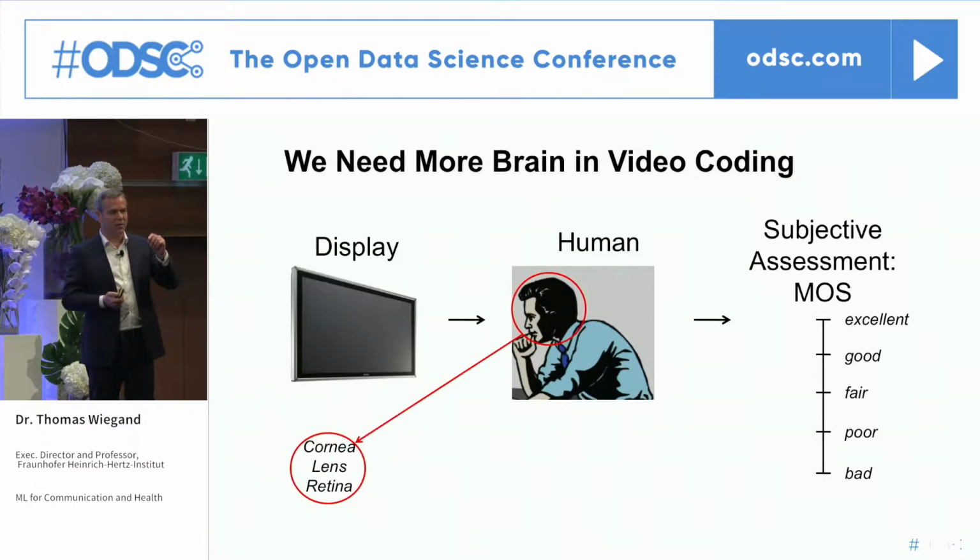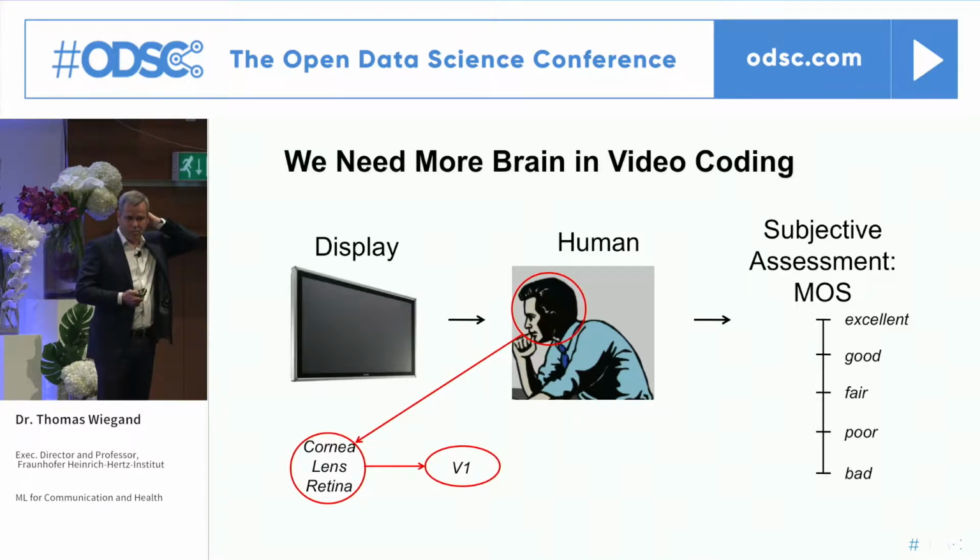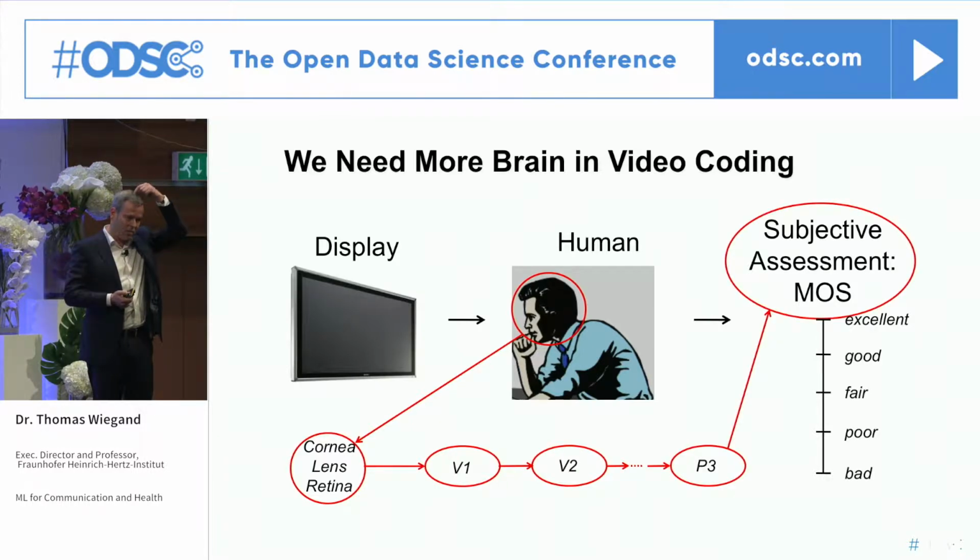The optical signal travels through the optical system of the human. So the cornea, the lens, the retina. Then it goes through your optical nerve to the back of your head, and it goes into your visual processing system, V1, V2. And then at the end, there's your decision point, which is up here. It's a marker called P3, where you come up then with your subjective assessment. About 1/3 of the visual cortex is used for visual processing. So it's the evolution has taught us that that's one of the most important tasks that we are fulfilling.